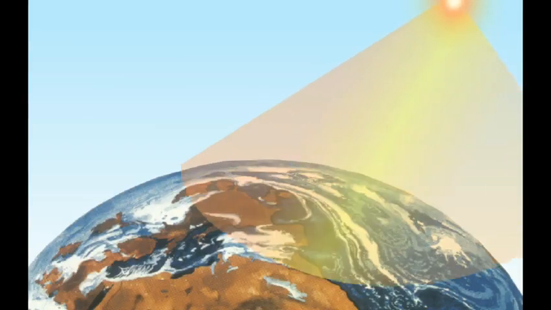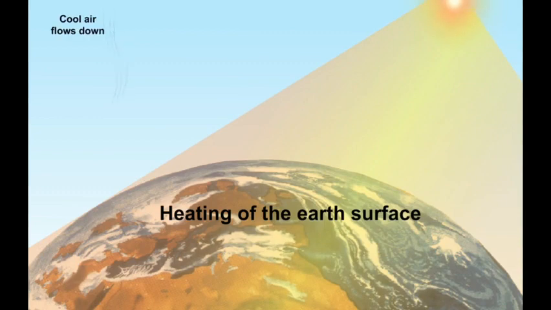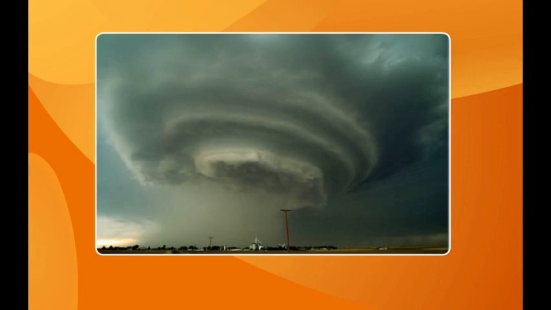The sun heats the surface of the earth. The hot surface of the earth warms the air in contact with it. The warm air, being lighter, rises up, creating a low pressure area. And cool air rushes in to take its place in the form of strong winds. If the air carries enough moisture, the moisture condenses when it comes in contact with colder air and forms clouds.